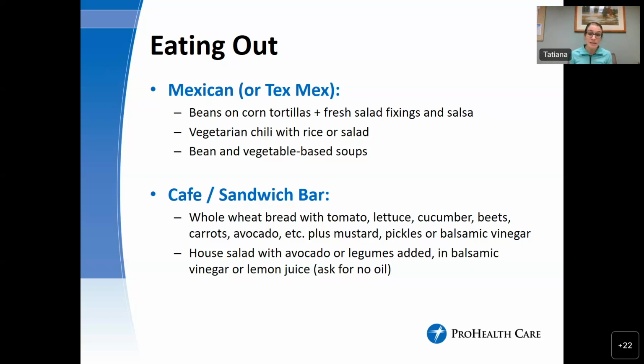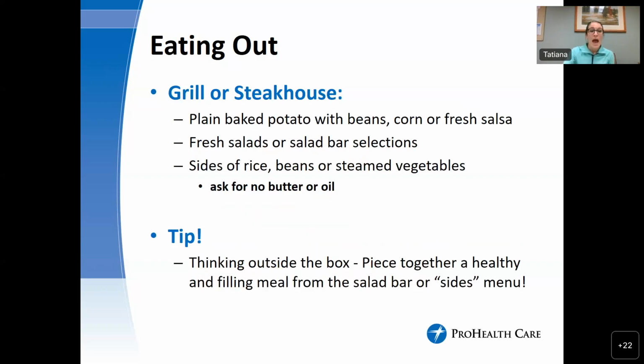And then salads, as long as, again, you're bringing your own dressing, or if we've got availability to just add some fresh lemon juice, a little balsamic vinegar, if you have access to salsa, those types of things. And then if we go to a steakhouse, someone's like, I could never go to a steakhouse again because all it is is meat. Not necessarily, right?